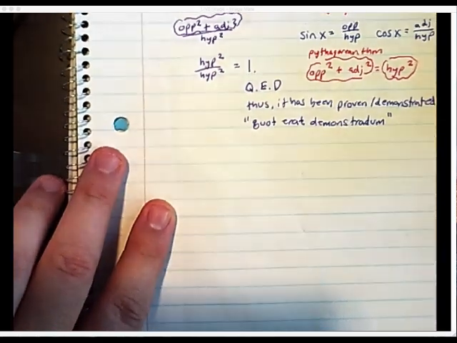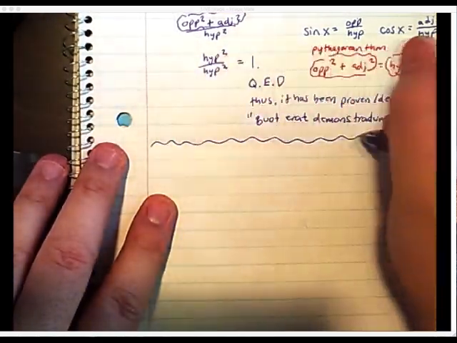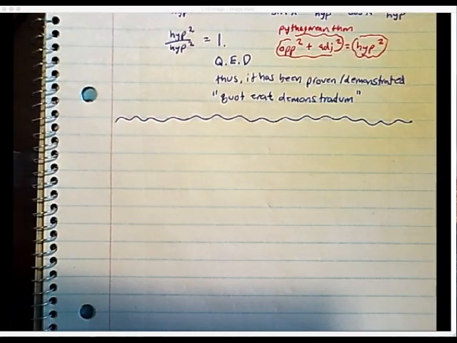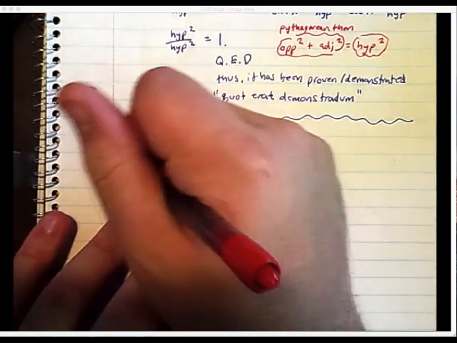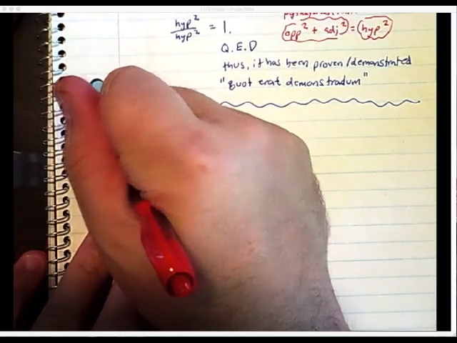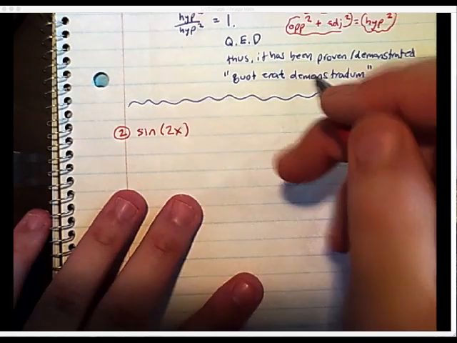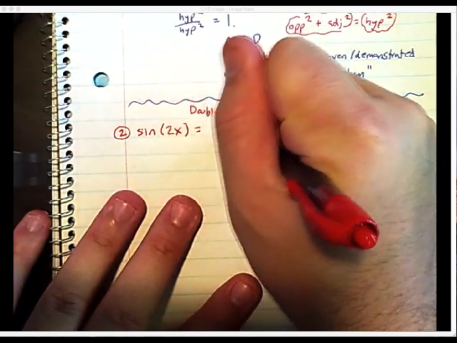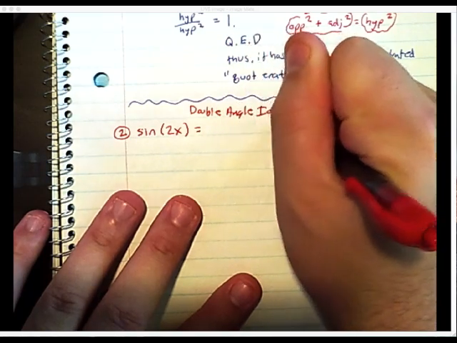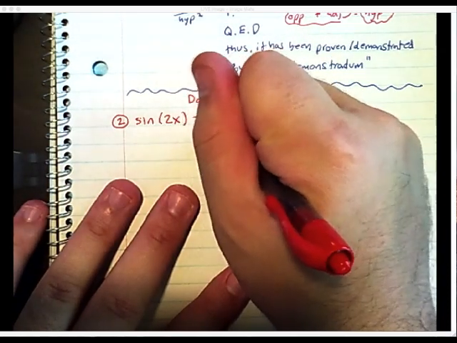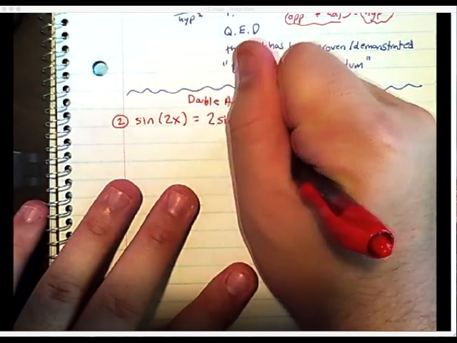Now let's talk about the next one. You have to remember sine squared plus cosine squared always equals 1, as long as the angles are the same. Now, the next identity that's really important is called the double angle identity. And what this equals is 2 times the sine of x times the cosine of x.